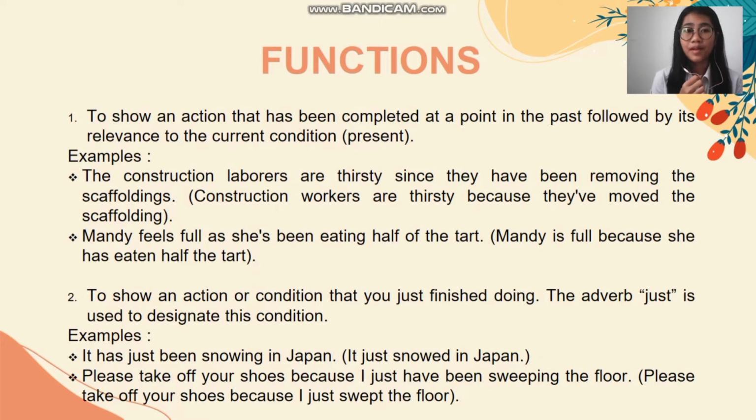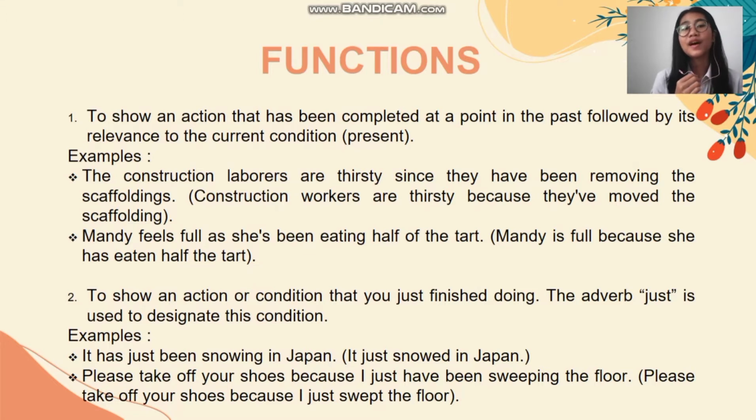For examples, the construction laborers are thirsty since they have been removing the scaffoldings. So it means construction workers are thirsty because they have moved the scaffolding. The second example is Mandy feels full as she has been eating half of the tart. So it means Mandy is full because she has eaten half the pie.